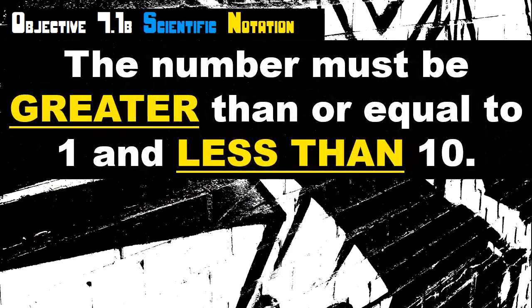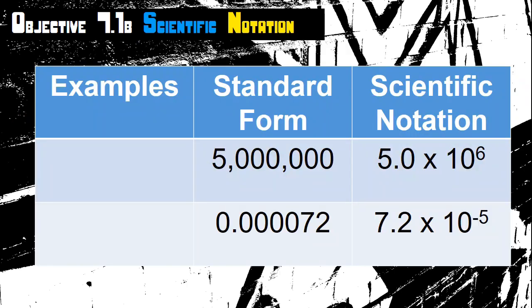This number is going to be greater than or equal to 1 and less than 10. So it's going to be any number from 1 to 10. It can be a whole number, or it can be a decimal. That's the first part of how we write scientific notation. And then you put a multiplication sign, and our second number is going to be a power of 10, either with a positive or negative exponent.